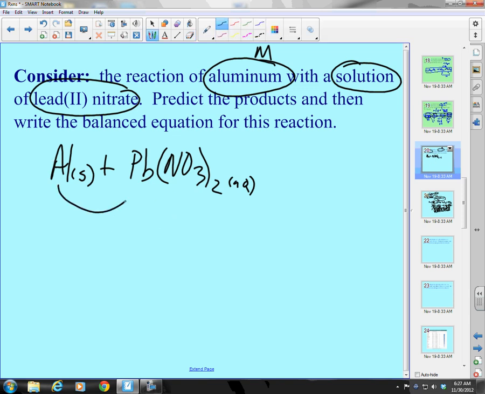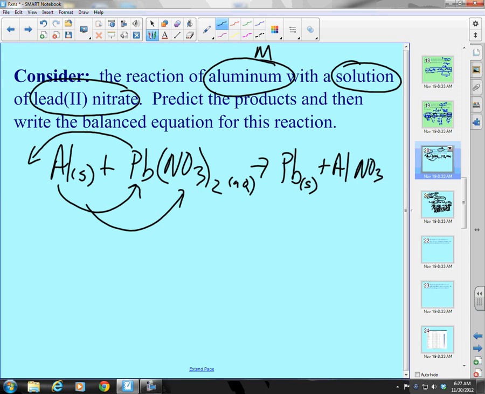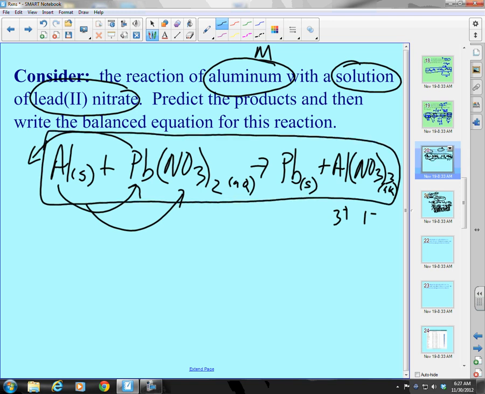The aluminum is going to replace the lead. So my lead is going to be by itself, crying. It no longer has a date. And my aluminum now picks up the always beautiful nitrate, right? And nitrate is -1. Aluminum makes a 3 plus as an ion. It's going to be in solution, and that means I need 3 of those. There we go. That is my single replacement reaction. You guys give this one a shot.